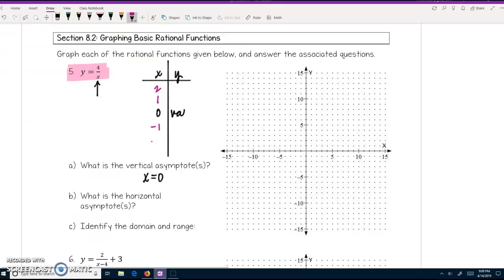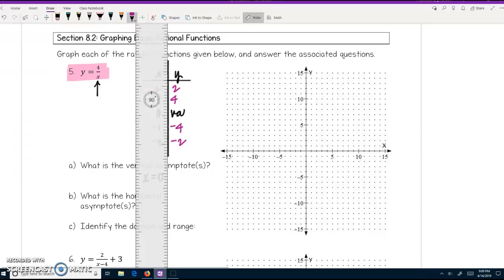And then below 0, let's pick -1 and -2. So if I plug 2 in, I'm going to get out 2. If I plug 1 in, I'll get out 4. -1, I'll get out -4. -2, I will get out -2.